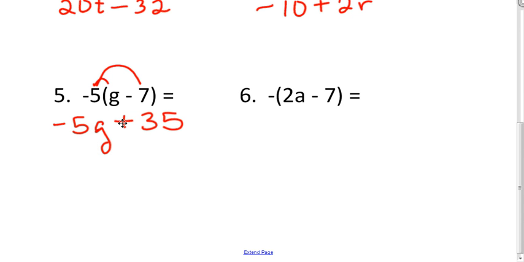And then number 6. What did you do for number 6? We have the understood 1 that is here. So it's like negative 1 times 2a and negative 1 times negative 7. Negative 1 times 2a is negative 2a. And negative 1 times negative 7 is a positive 7, so I put the plus sign. And that's how we use the distributive property.